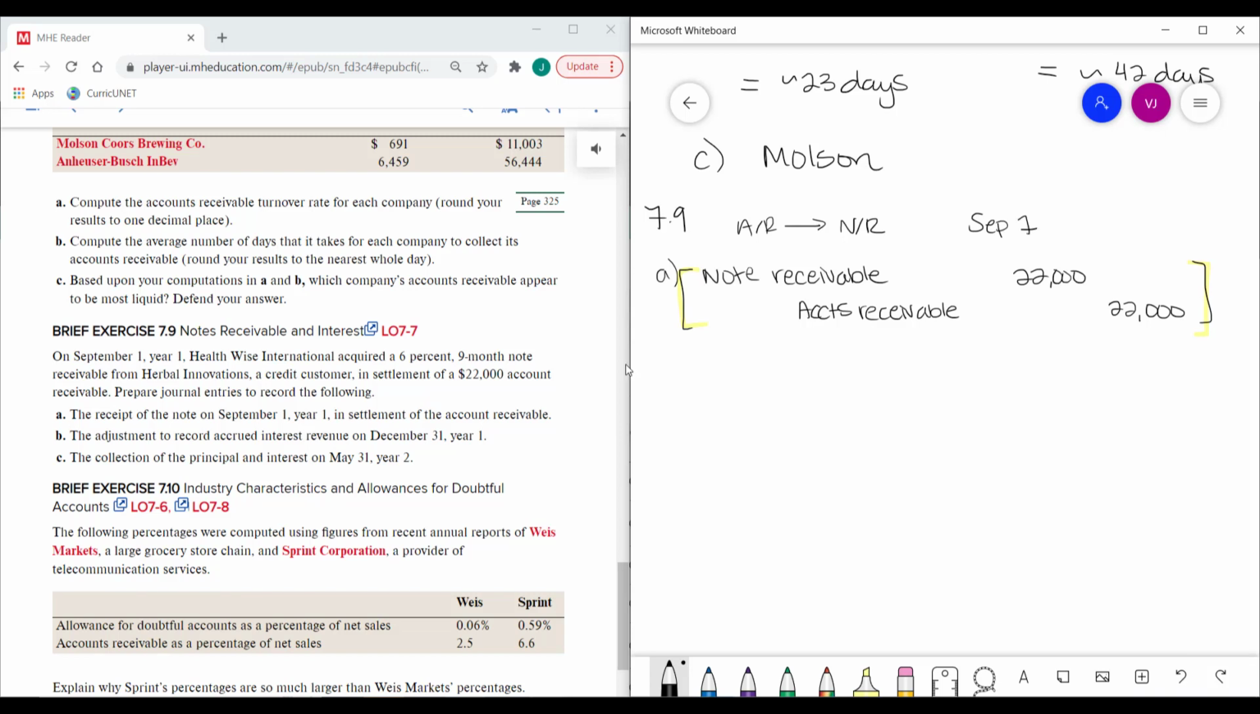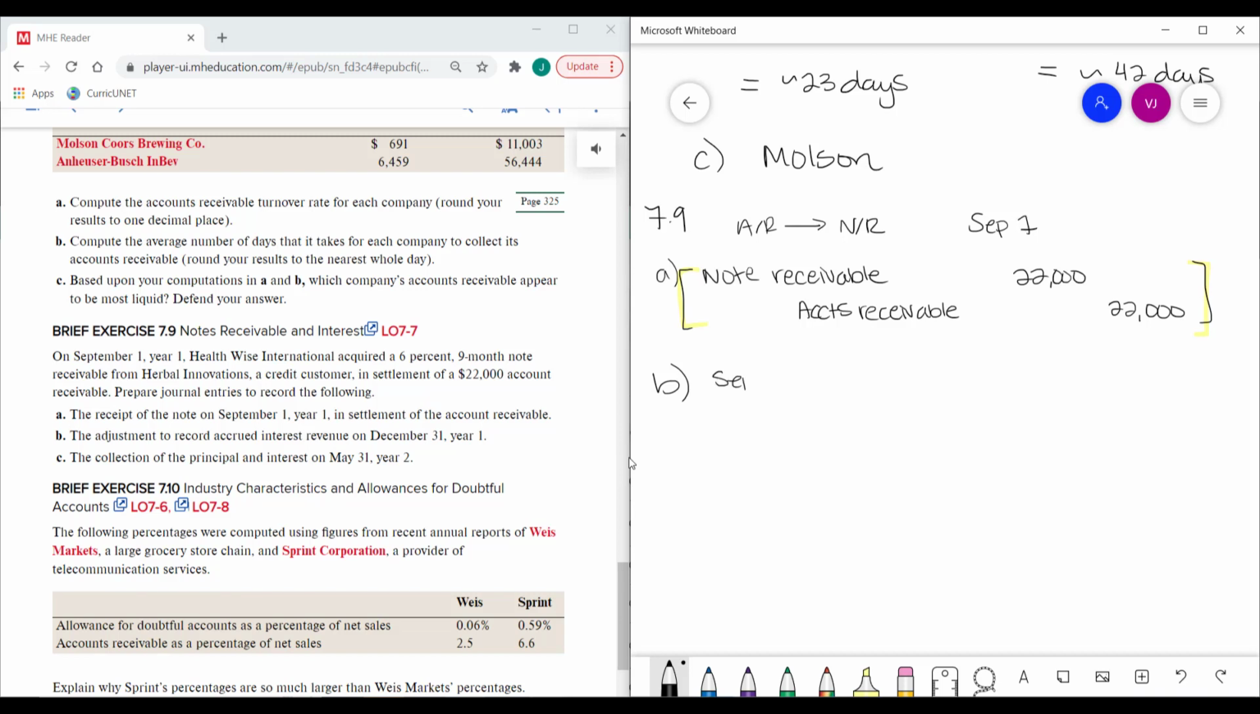So now what we're going to do in B is we have to record now from September to the end of December, there's interest that's building up on this note that the customer would then be owing, right? So we have to make that necessary adjusting entry for the end of December to show the interest that has built up. For the company, it's considered interest revenue, right? Because it's their customer that's now owing that interest. So let's figure out what that interest would be.